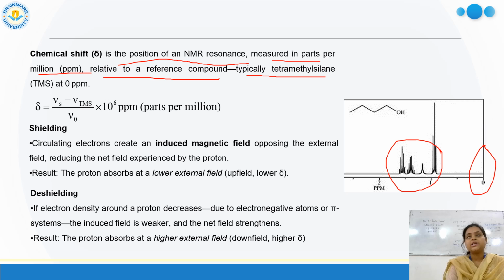And shielding, deshielding. What is shielding? What is deshielding? Shielding means shield. The nucleus is now under an external magnetic field, so it experiences the magnetic field. Now, if we can shield it with the electron cloud, then it will experience some amount of the external magnetic field less. That is called shielding.